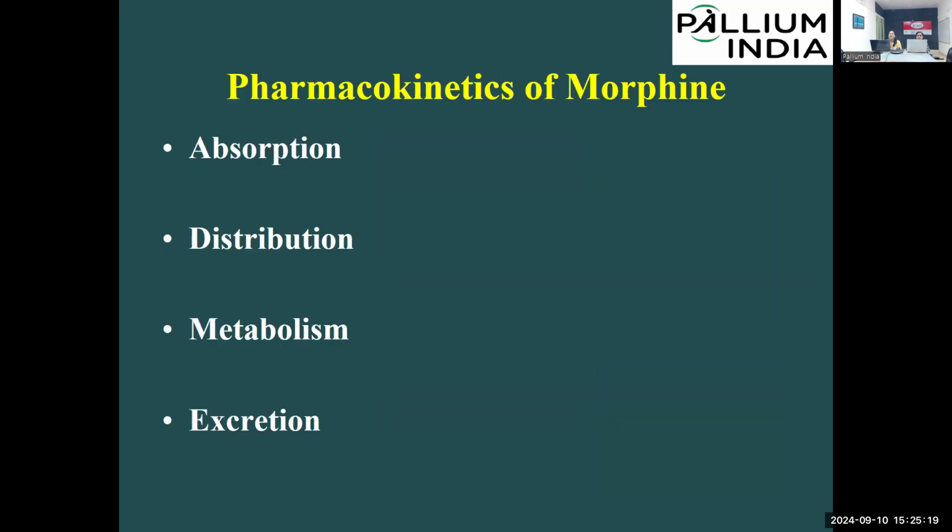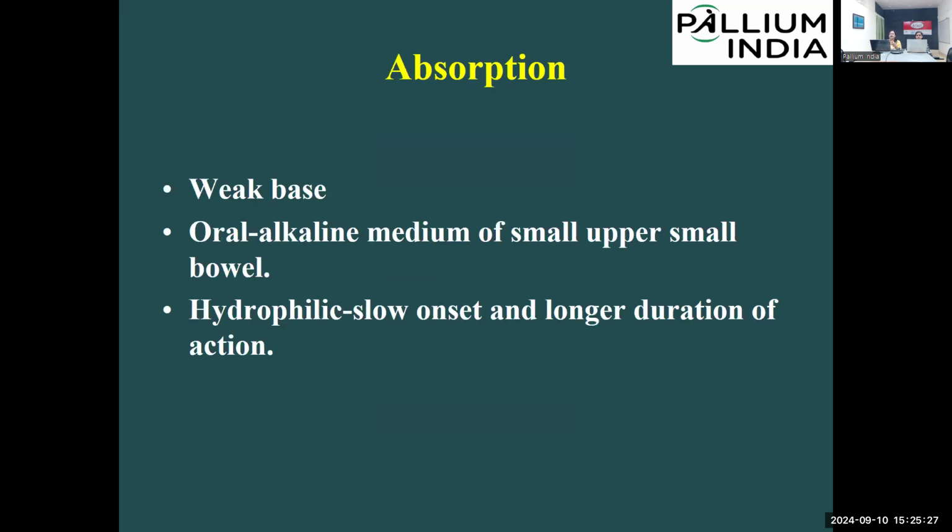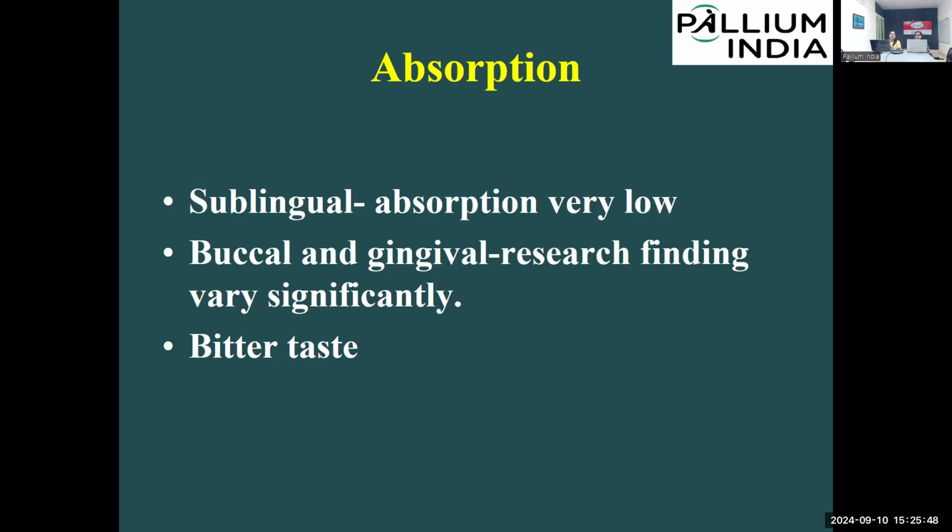And regarding the pharmacokinetics of morphine, it is a weak base. When taken orally, it is absorbed from the upper part of the small intestine. Morphine is hydrophilic in nature, and being hydrophilic, its onset of action is slow and it has a longer duration of action. When given sublingually, the absorption is very low, and research even shows that buccal and gingival absorption is also very variable. Morphine has a bitter taste.